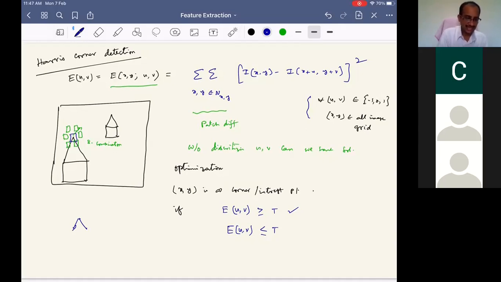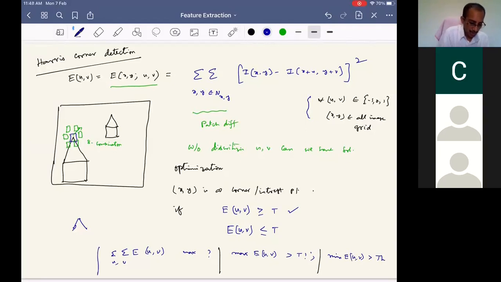Should I pose this optimization as summation over u, comma v of E of u, v has to be maximum? Is this the better optimization? Or maximum of E of u, v has to be greater than threshold? Is this an optimization problem we would like to pose? Or minimum over u, v of E of u, v greater than threshold? Or should I pose E of u, v greater than or equal to threshold for all u, v?